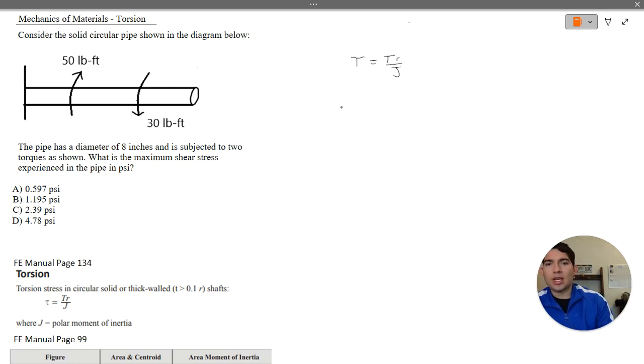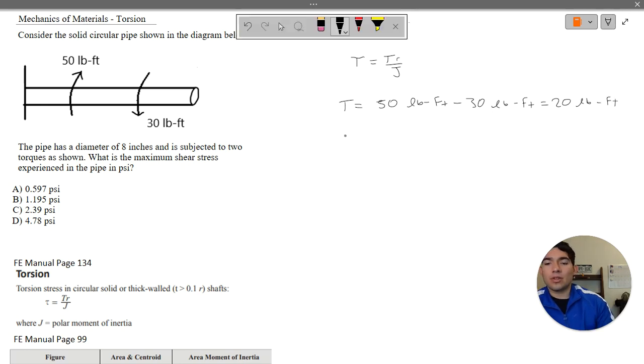So in this case, the resultant torque would be just the difference of the torques that we were given. Because as you can see, those two torques are applied in opposite directions. So the first one is 50 pound-feet. The next one is 30 pound-feet. So we're just going to take the difference of those two, and we're going to get 20 pound-feet. However, the solution we're looking for at the end is in PSI.